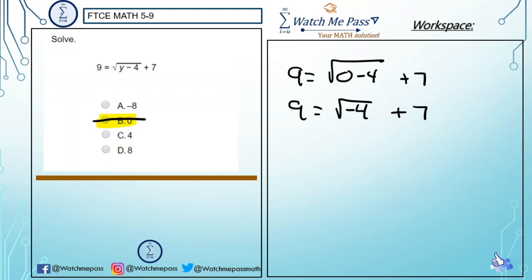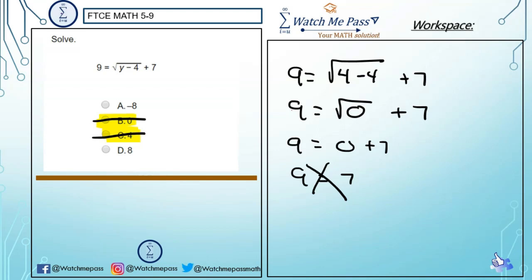So let's go ahead and try 4. 4 would be a good choice to plug in. When we plug in 4 for y, we get 4 minus 4, and 4 minus 4 is 0. The square root of 0 is 0, and 0 plus 7 is not 9. So this doesn't work. So now you're down to A or D.